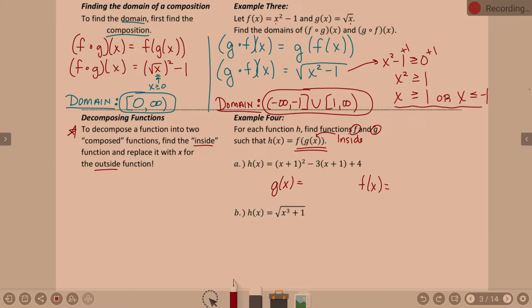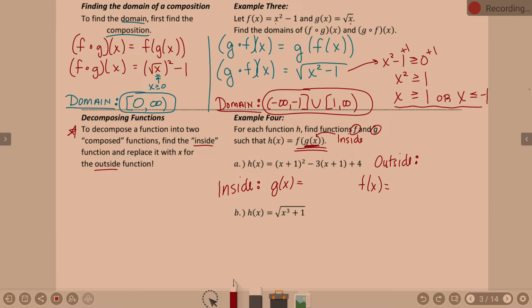So looking at h here, the easiest thing to do is to look for something that we could call the inside function. And in this case, by this definition, g is our inside function. So I'm looking for something that I can call g of x. And then f of x, I guess I'll write this up above. F of x will be the outside function. So after you pull the insides out, what remains?